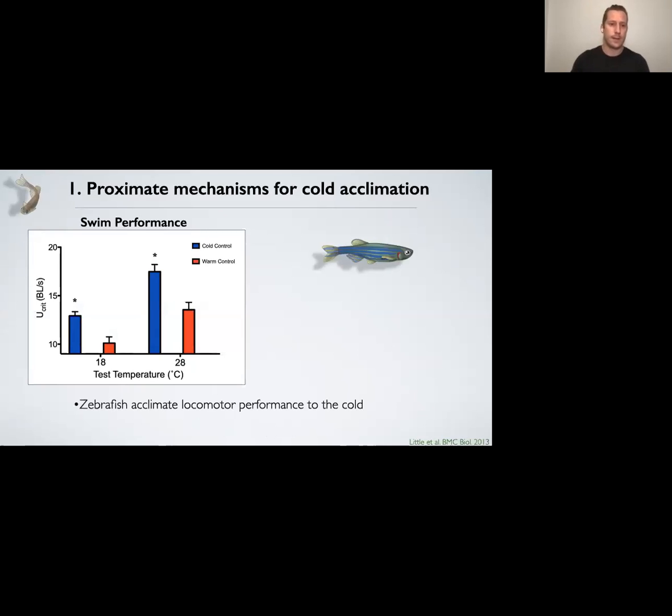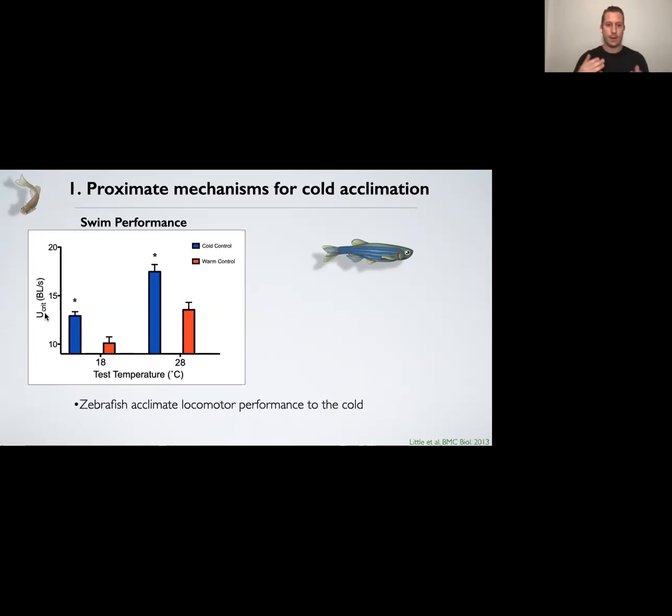So this is the first kind of experiment that I did as a PhD student with Frank Seebacher at the University of Sydney in Australia. And I was first looking at just a general thermal acclimation response in an important whole animal trait, and that's swimming performance. So on the x-axis here, we have acute test temperature. This is the temperature that these fish were swam at. On the y-axis, we have critical swim speed, so UCRIT. This is essentially like a beep test for fish.